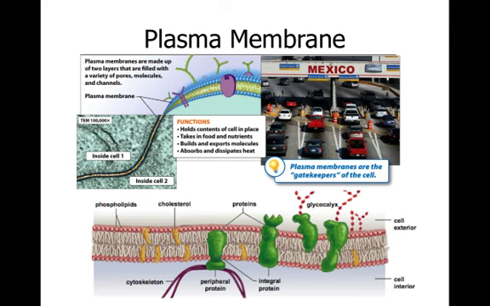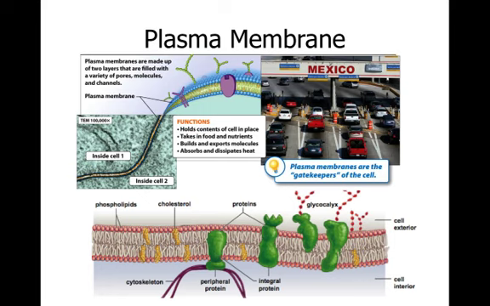The functions of the plasma membrane: one, it holds the contents of the cell in place. So it's kind of that outer layer. If we had a balloon, we filled it up with water to make a water balloon, the plasma membrane is the balloon part, so that we're holding all of our stuff in the inside.